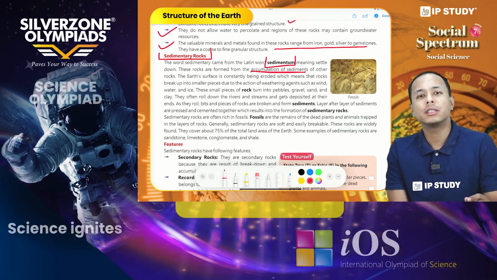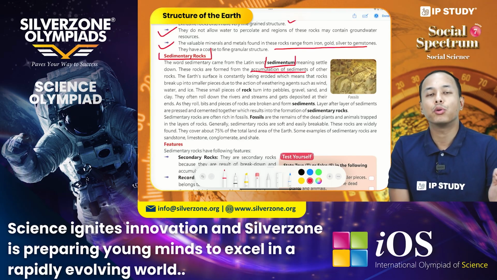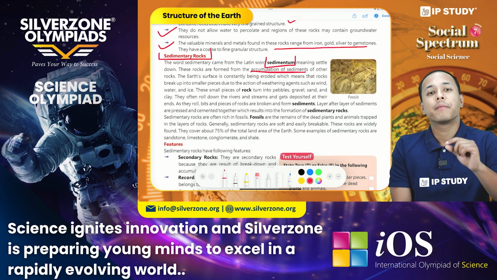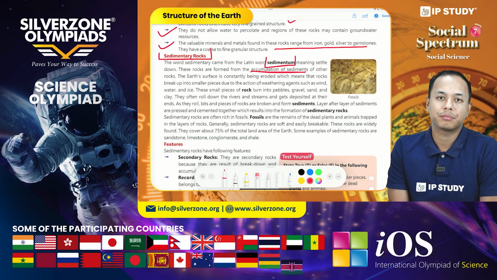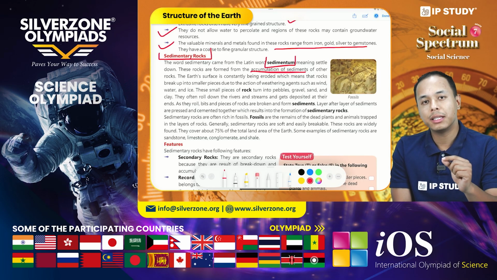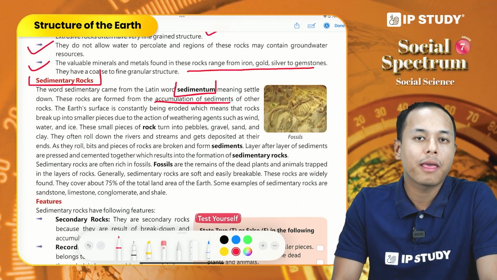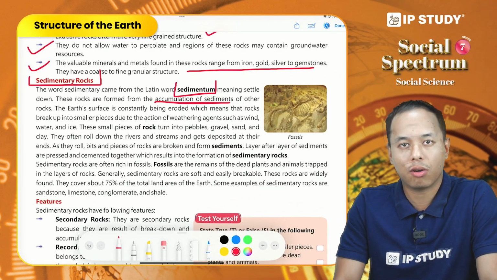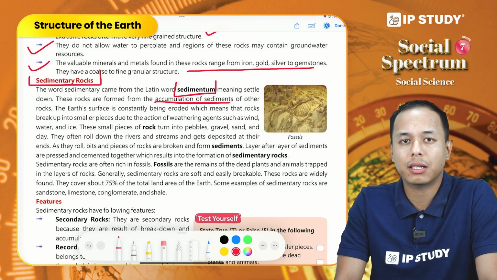When rivers and streams transport these sediments and deposit them somewhere, there is a layer by layer accumulation of this sediment. As such, with time, these layers and layers of sediments get accumulated and cemented and form sedimentary rocks. Sedimentary rocks are very soft and can be easily broken.